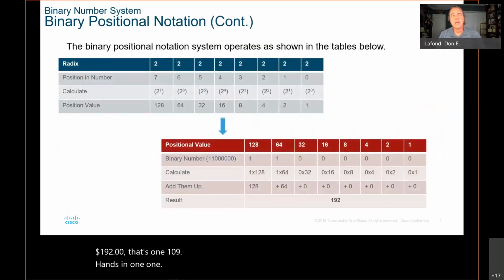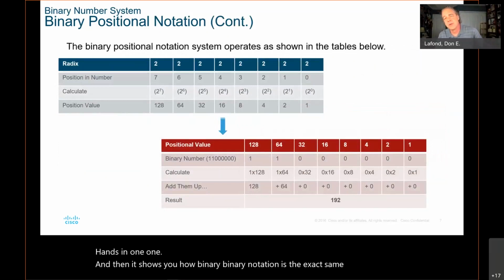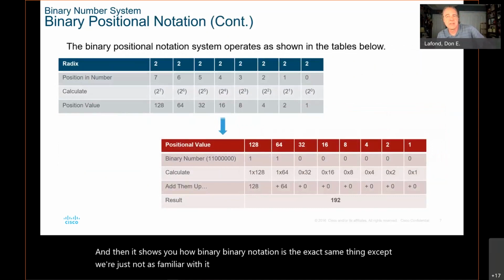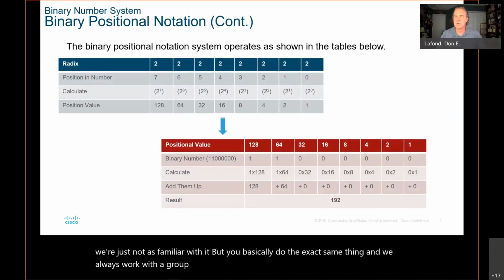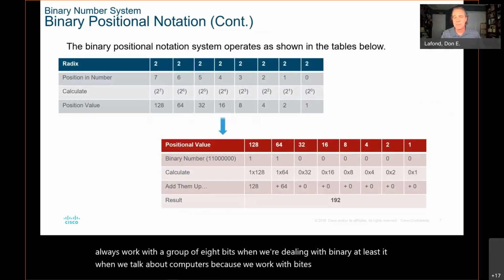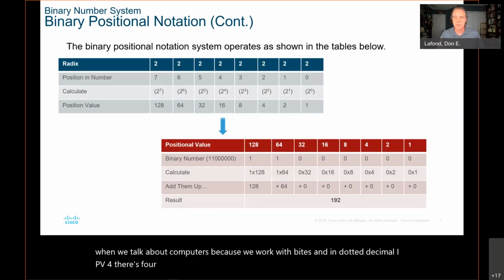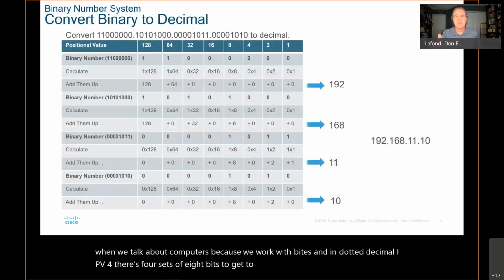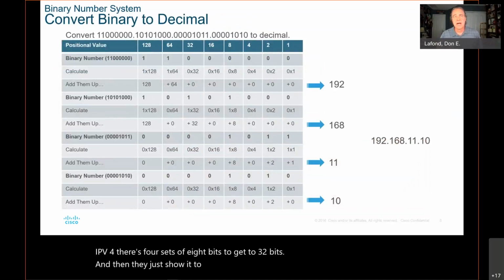And then it shows you how binary notation is the exact same thing, except we're just not as familiar with it. But you basically do the exact same thing. And we always work with a group of 8 bits when we're dealing with binary, at least when we're talking about computers, because we work with bytes, and in dotted decimal IPv4, there's 4 sets of 8 bits to get to 32 bits. And then they just show it to you here, converting our binary number up here at the top, and they just convert it like they did in the video.